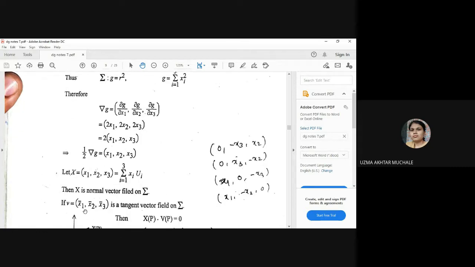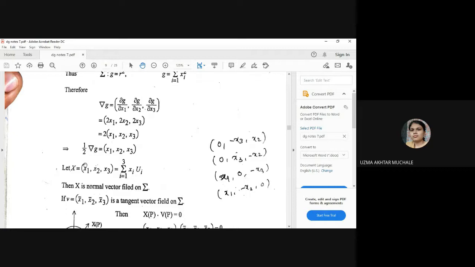So now any vector v can be written as a linear combination of a natural frame field, or in another way, capital X, which is nothing but x1, x2, x3, any arbitrary vector in E3 space, can be written as summation over i of xi ui, where x is a normal vector field. Why is it a normal vector field? Because if del g is normal, del g by 2, that is a scalar multiple of del g, will also be normal. Both are in the same direction, but it is half of the del g vector.